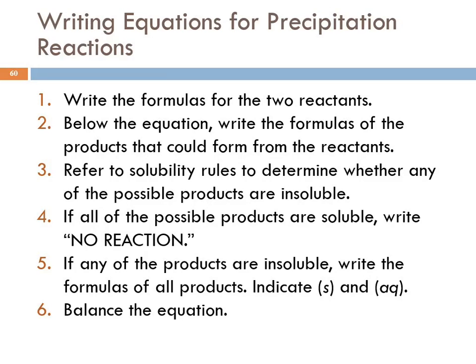So here are the steps for writing precipitation equations. First, you need the formulas for the reactants. And then over on the product side, write the formulas of the products that could form. Refer to the solubility rules to decide if either of those are insoluble. If they're all soluble, you get to write no reaction and be done with it. If any of them are insoluble, then you need to write the formulas for the products, and you have to indicate the state, and then you have to balance the equation. So it's always fun when it ends up being no reaction because you feel like you got the day off.